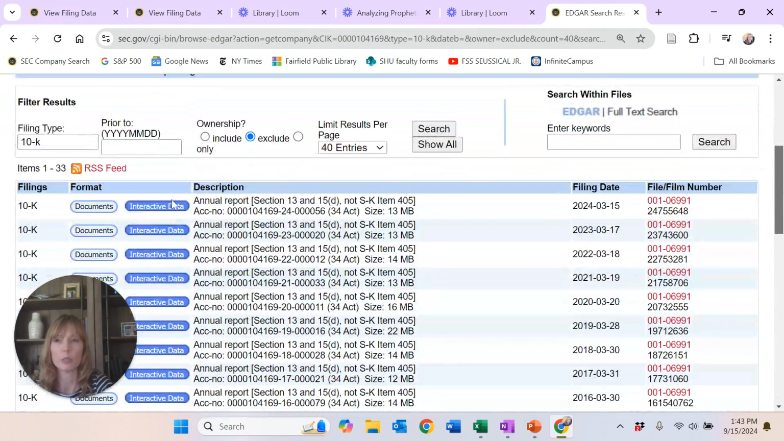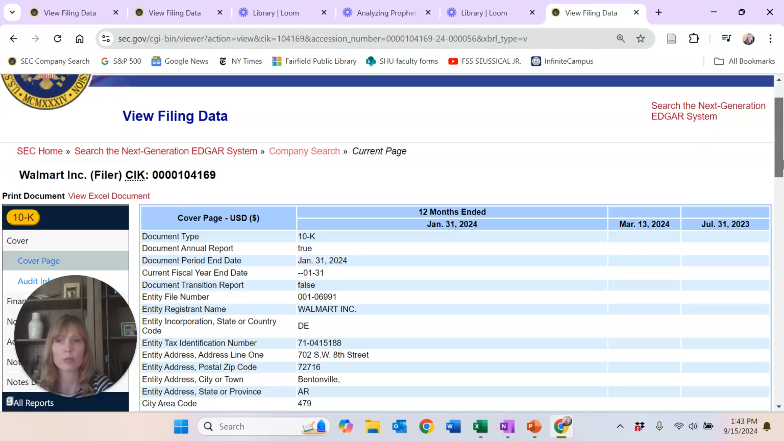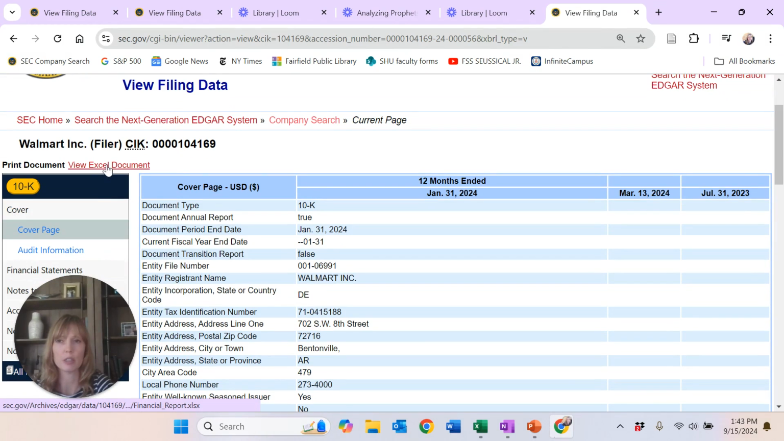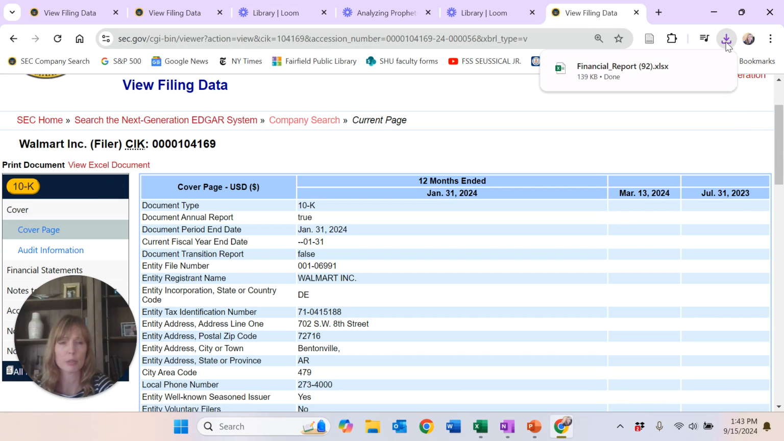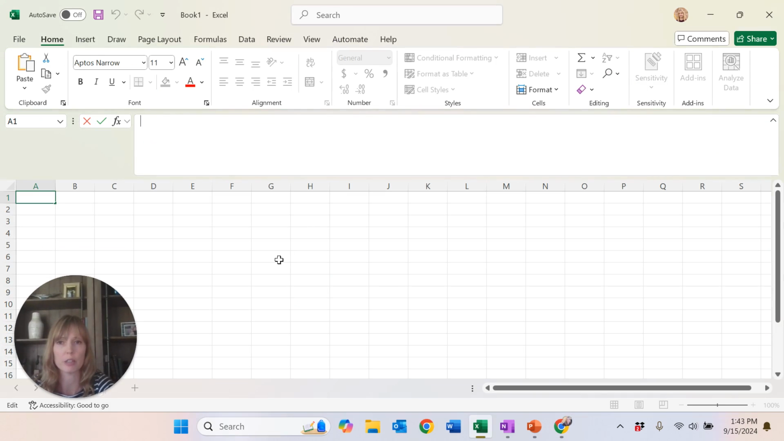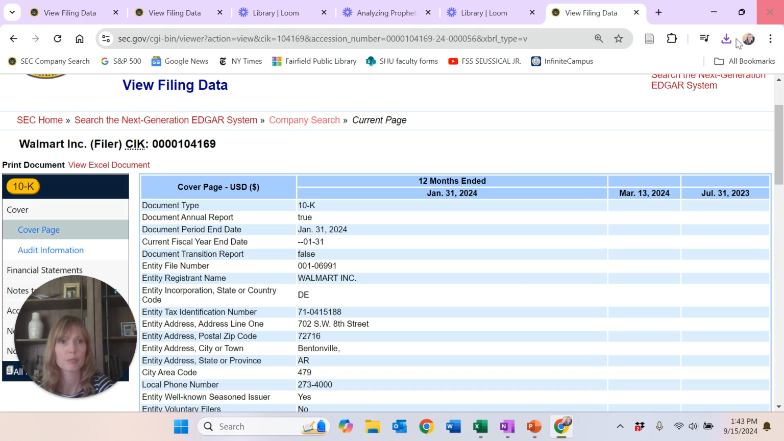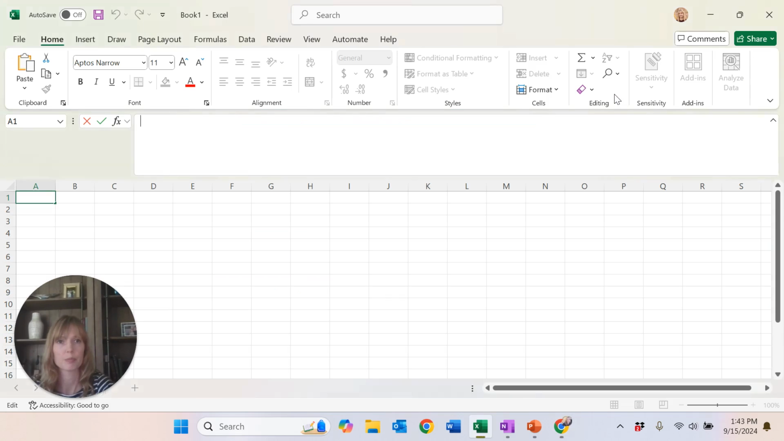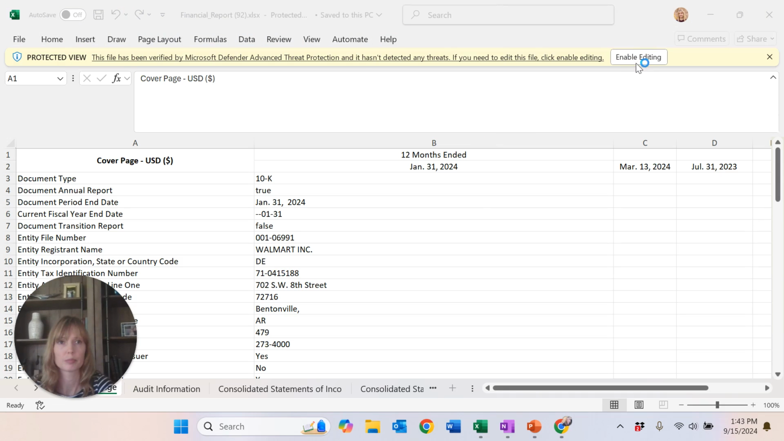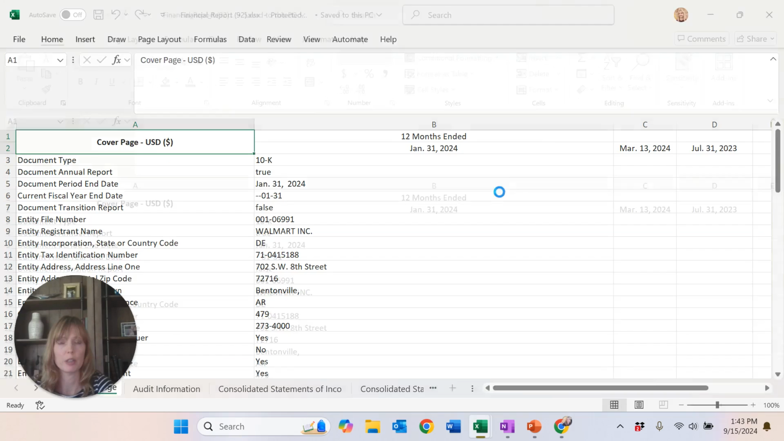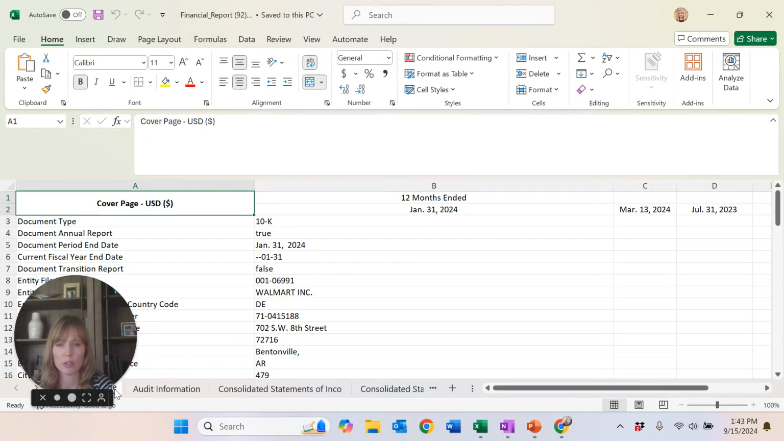I want the most recent one, and I'm going to click on Interactive Data. And from here, I want to go to the Excel document so that I can have my numbers in Excel, be able to calculate my ratios in Excel, even though I'm also going to be writing them down on paper. When I open up my document, it comes onto this first page here.